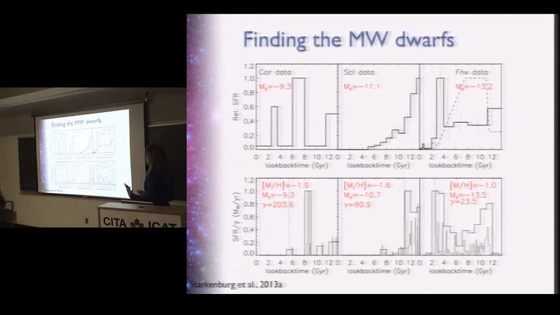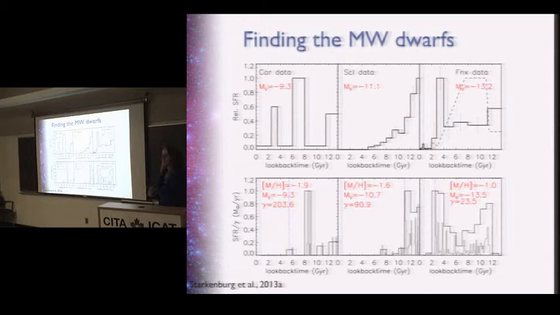So what I tried to do here was select three galaxies that I know and love, which are Carina, Sculptor, and Fornax. These are three dwarf galaxies that we see around the Milky Way today that we've known for 50 years or so, that have a lot of data collected for them. What is interesting in these three is that they have very different star formation histories.